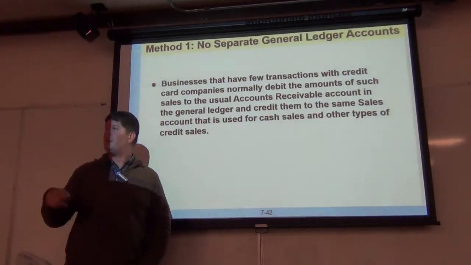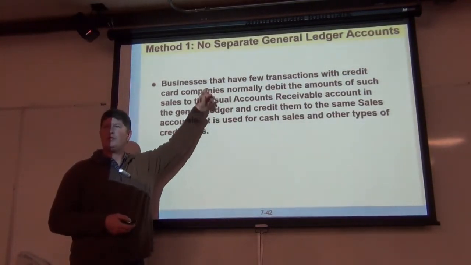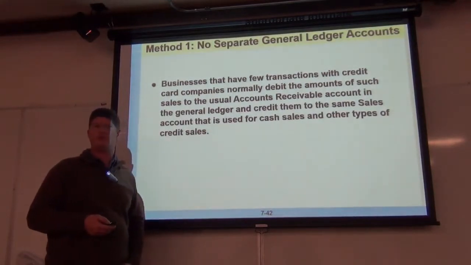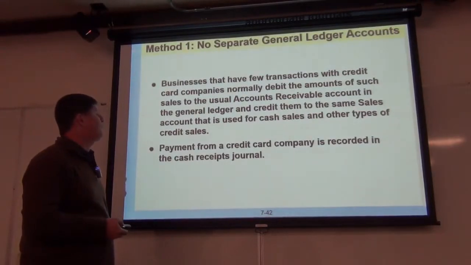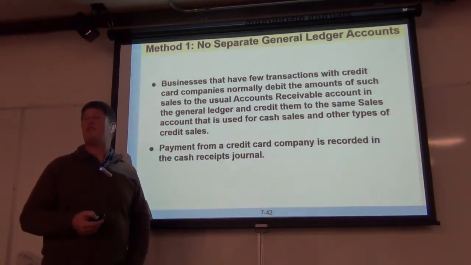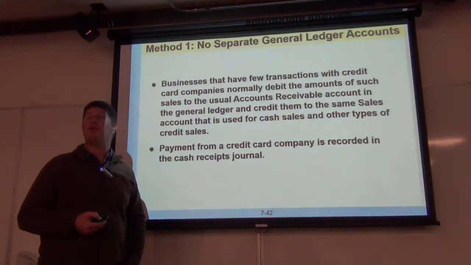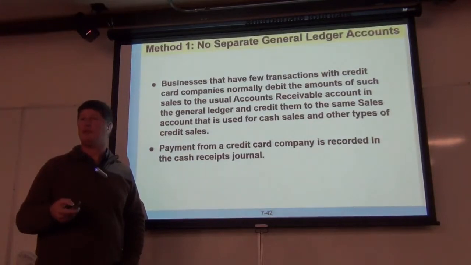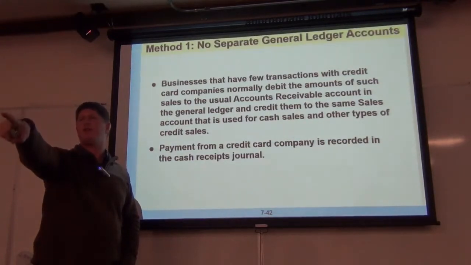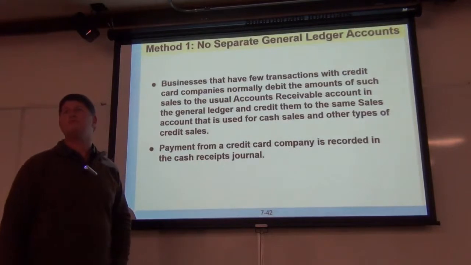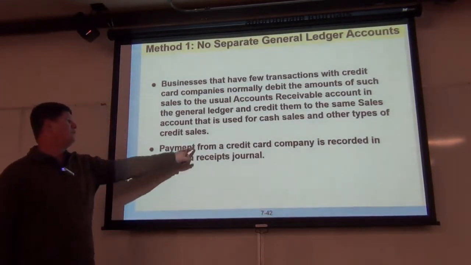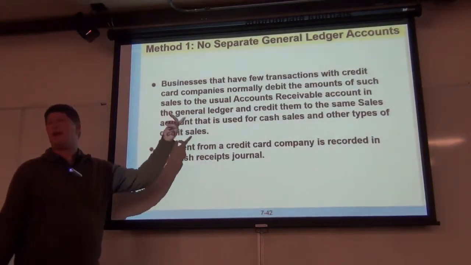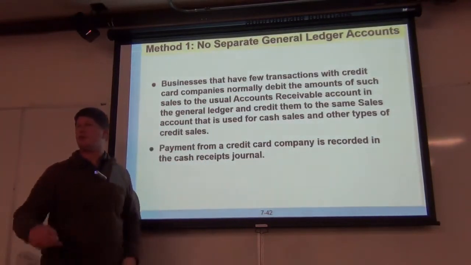If you get a real stickler, they'll make you jump through the hoops, but you're doing twice as much work because you're doing 2 entries. Good? Good. The other thing with credit card companies is there's a fee, so you're going to have to record the fee for the processing. It's 2.5%, 3%, ballpark. Payment from the company is recorded in cash if you're doing it in 2 steps, otherwise you're doing it in 1 step.